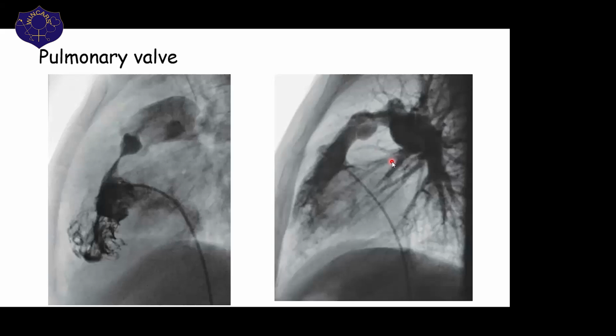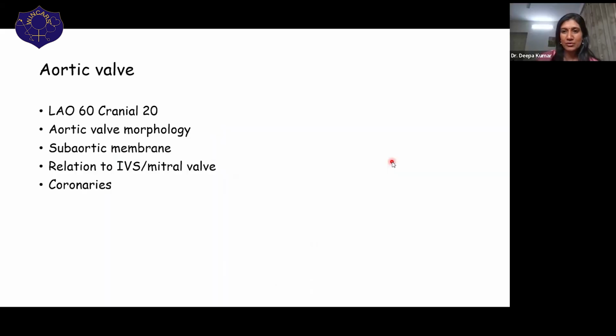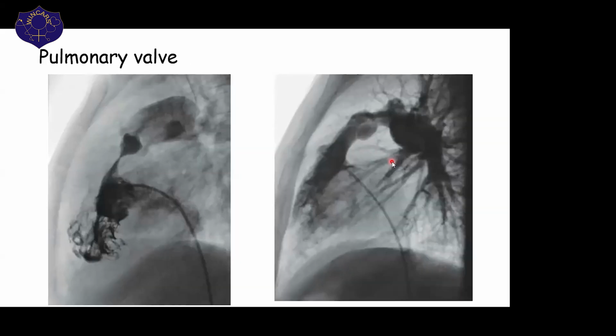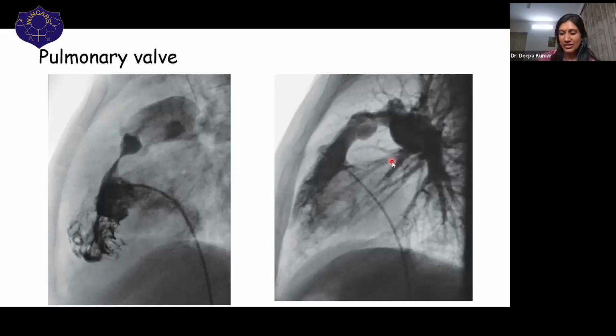Somebody has written Noonan, short PR. Okay, Noonan, but more than short PR, the PR interval can vary. One more than that: left axis deviation. Yes, northwest axis in a Noonan. That gives you a valuable clue that you're dealing with not the usual kind of valvular pulmonary stenosis.